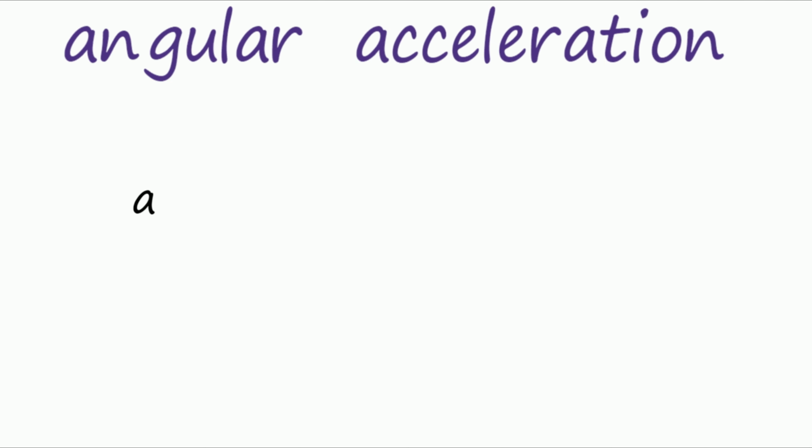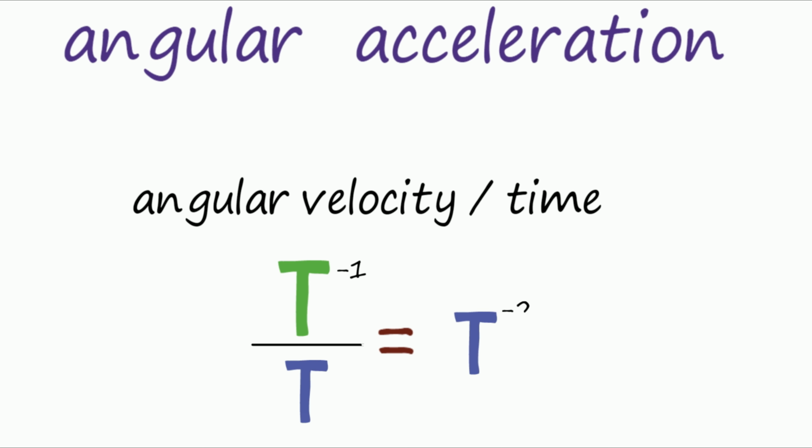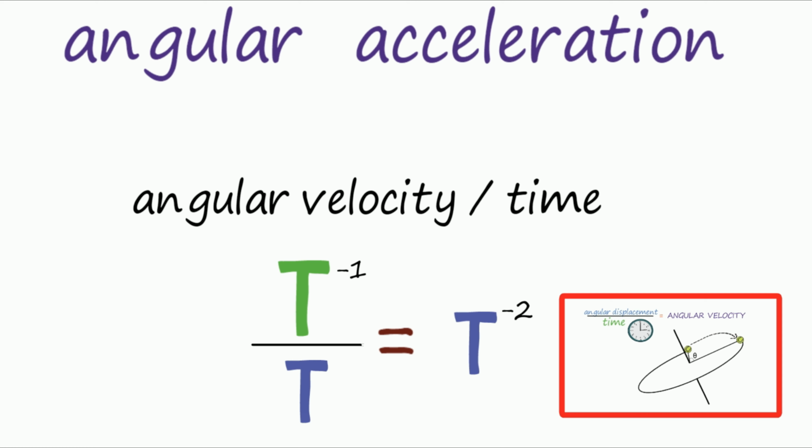Angular acceleration. Now the expression is angular velocity by time. We know that angular velocity is T to the power negative 1, and so the angular acceleration becomes T to the power negative 2. I have made a video explaining angular acceleration and angular velocity in detail.